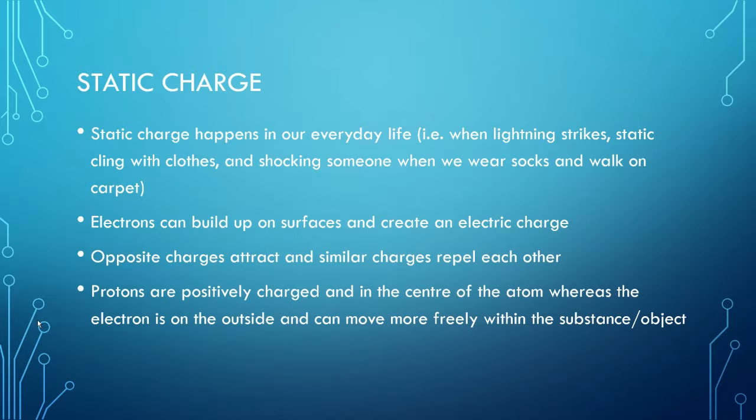So electrons, why does that happen? Electrons can build up on surfaces and they create that electric charge. The opposite charges attract and similar charges repel each other. So if your socks are sticking to something, that's because it's got opposite charges on different parts of the clothing. That's just from friction from being in the dryer.